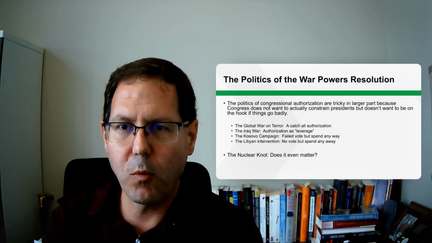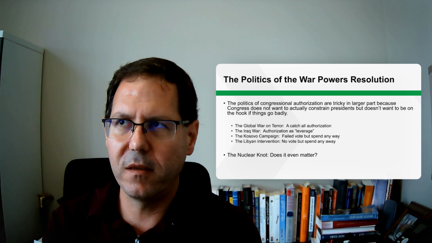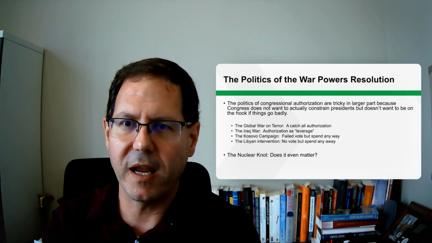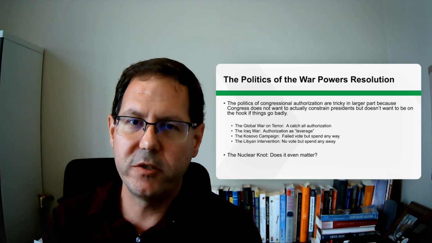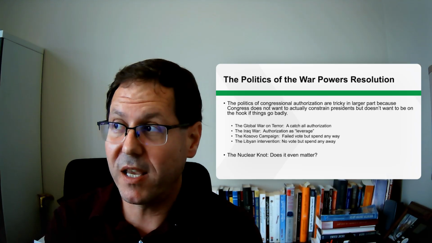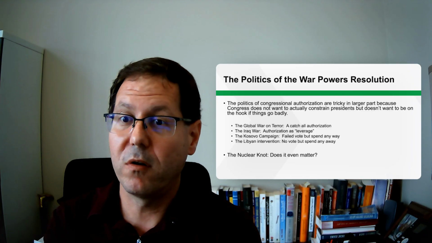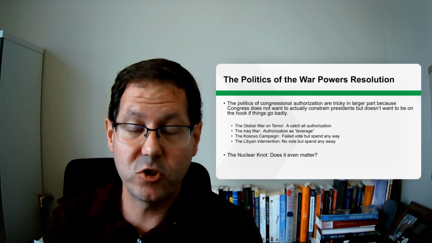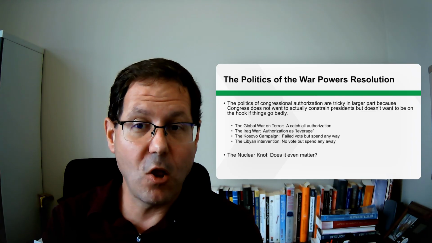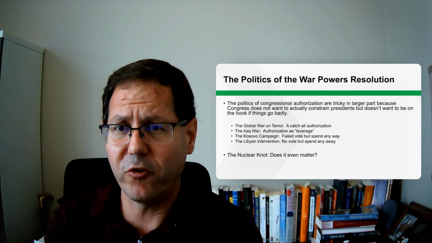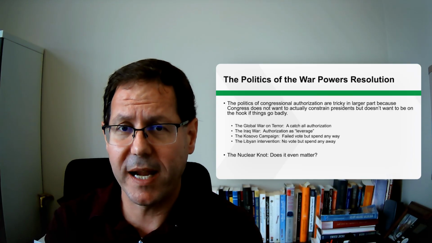And so with the global war on terror, President Bush put forward a very broad request to Congress. And Congress responded by essentially giving the president the power to conduct military operations whenever and wherever he saw fit, as long as there was some connection back to the idea of terrorism and Al-Qaeda.